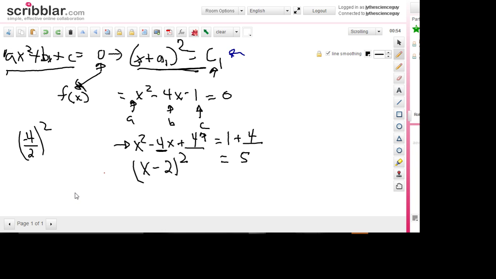Oh, wow. So that means that C1 is equal to 5, and A1 is equal to negative 2. Okay. And that's what they're basically trying to tell you. When you complete the square, you get a perfect square on this side, and that's equal to some number. Okay.